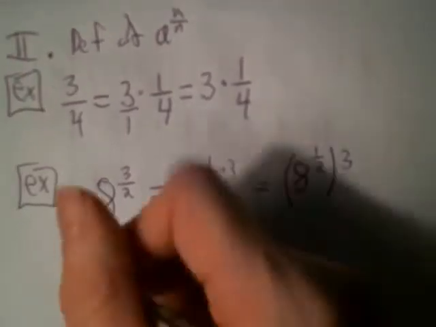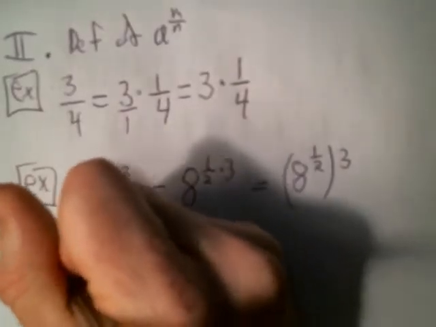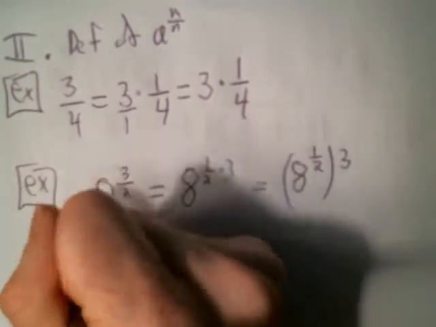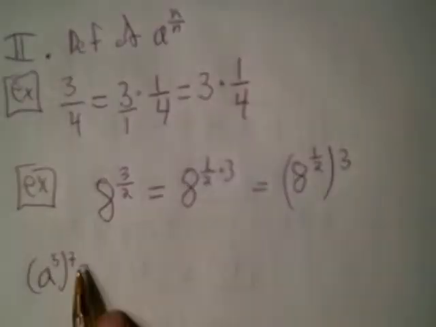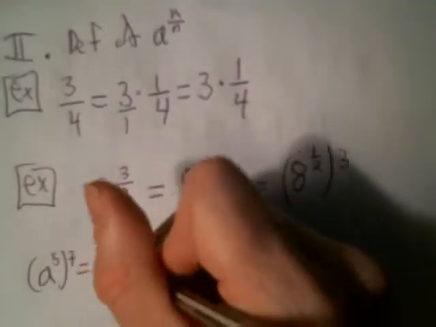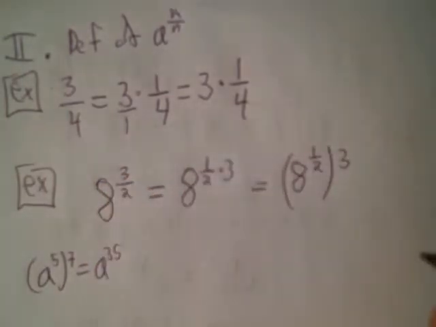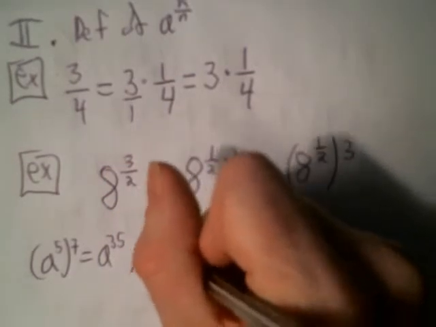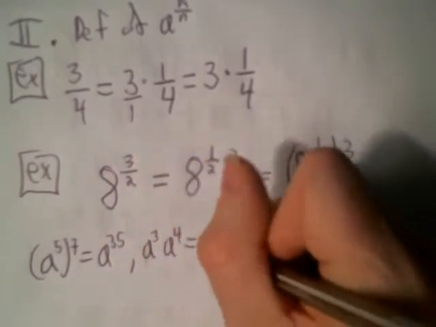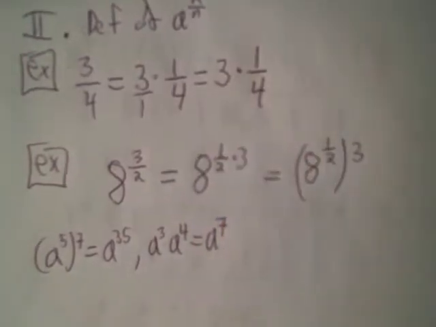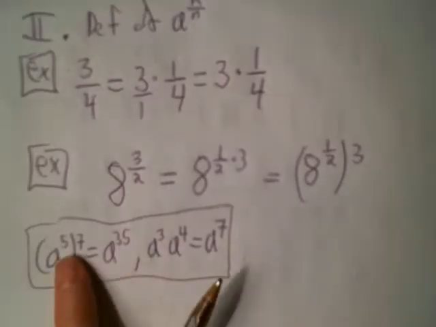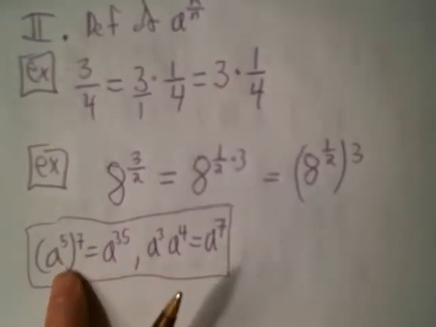And maybe on top of this, you need the reminder of the exponent rules. If you have a base raised to a power raised to another power, to simplify, you multiply the exponents, right? So this would be a to the 35. If you have bases multiplied by each other, a cubed times a to the fourth, and they have the same base, then you add the exponents. So the case we're looking at is this first case, but we're going in the other direction.